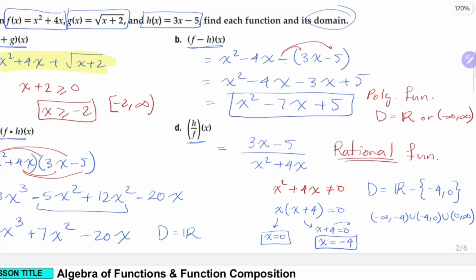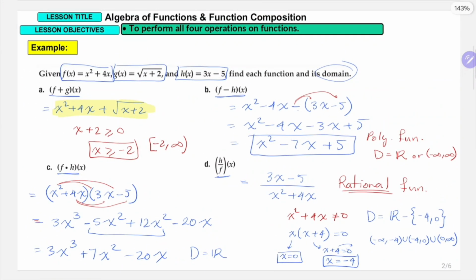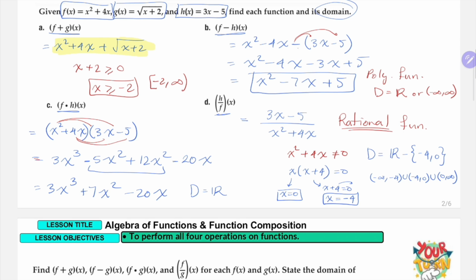And this lesson is about performing operations on functions, whether it is a sum, a difference, a product, or a quotient. A sum means addition, a difference means subtraction, a product means multiplication, and a quotient means division. Then simplify using algebraic techniques, and finally, find the domain of the final answer or the result.